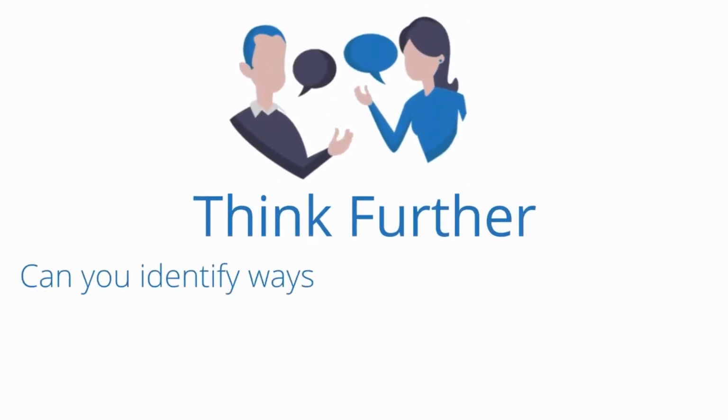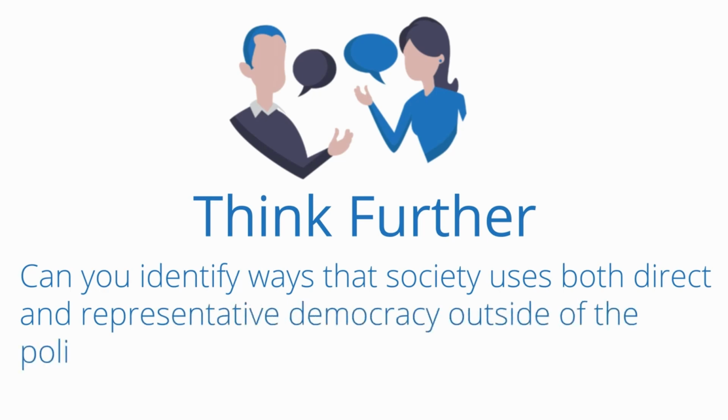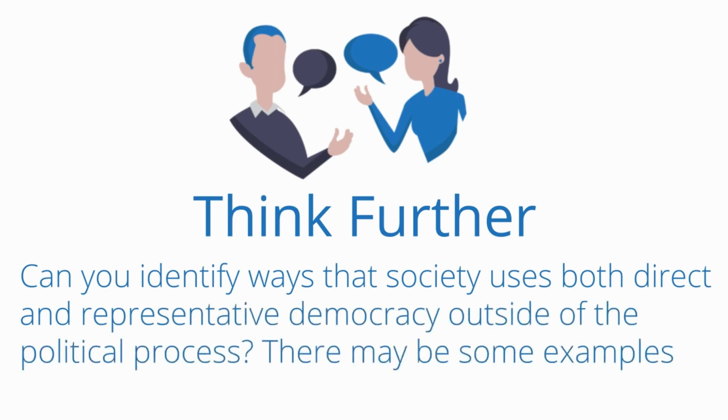Now it's your time to think further. Can you identify ways that society uses both direct and representative democracy outside of the political process? There may be some examples in your school.